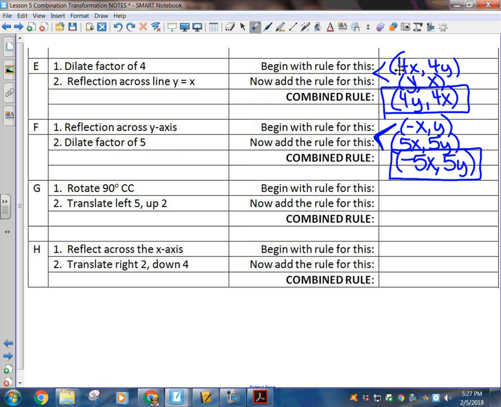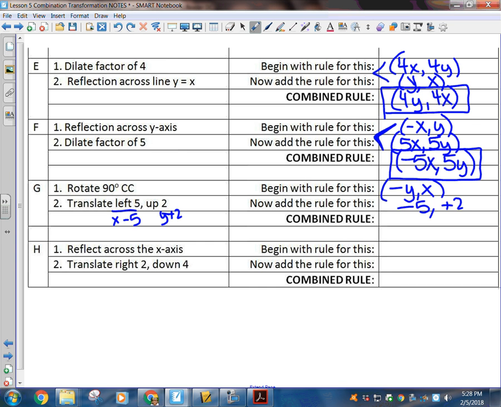Rotate 90. That one is opposite of y, because they do switch places. And then translate left 5. So that's what the x is. I'm going to subtract 5. And then up 2 would be with the y's, and that's plus 2.